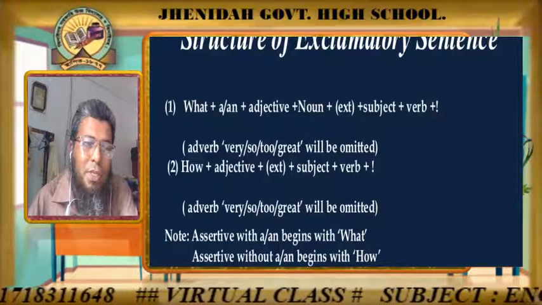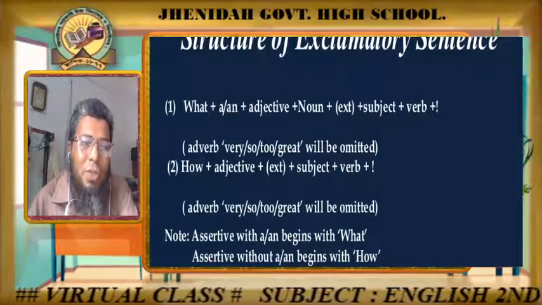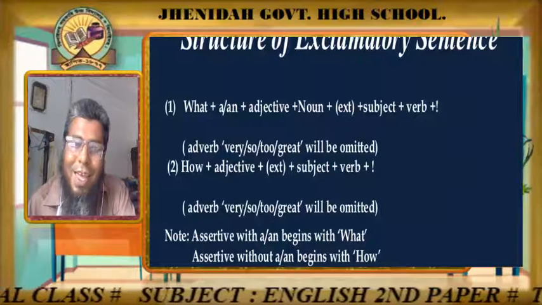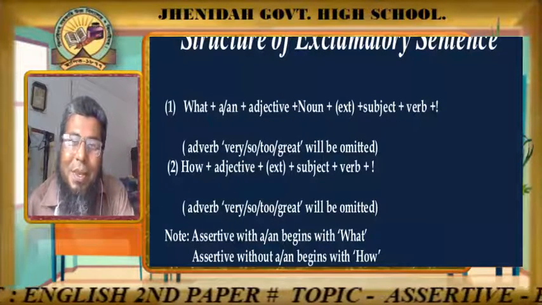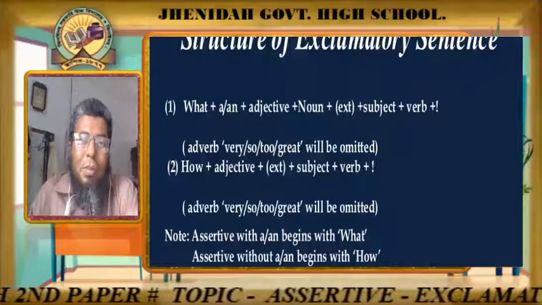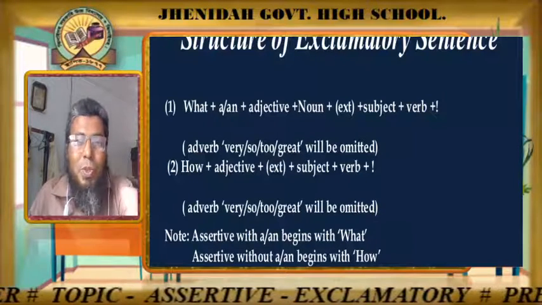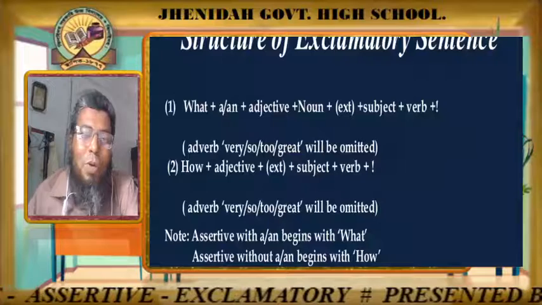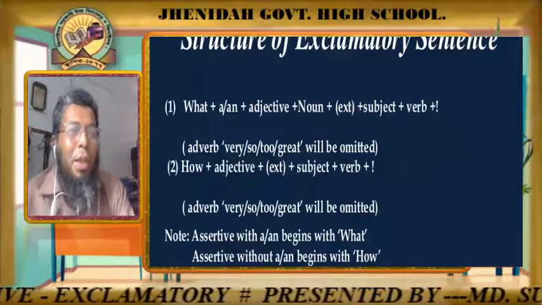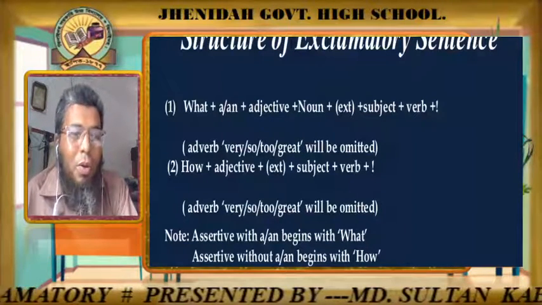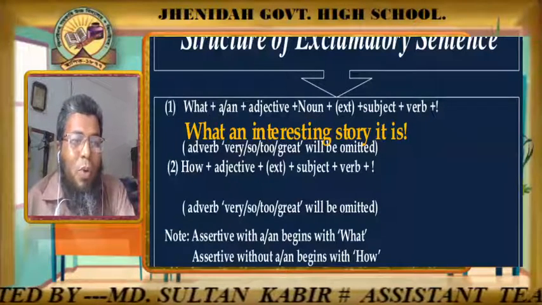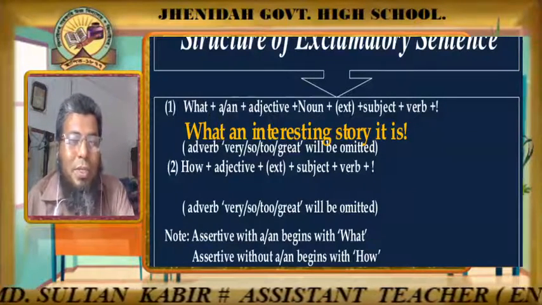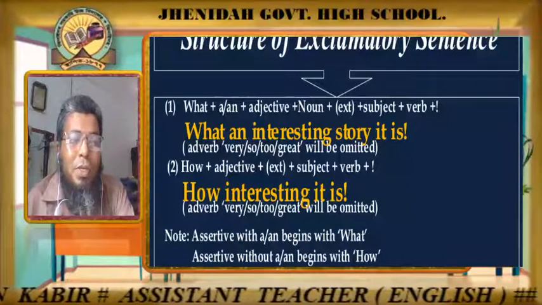Assertive sentence with a or an begins with what? Assertive sentence without a or an begins with how. So this is the key point here. আমি বলেছিলাম যে ভার্বের পরে যদি এ বা এন থাকে তাহলে অবশ্যই শুরুটা হোয়াট দিয়ে হবে, আর ভার্বের পরে যদি এ বা এন না থাকে তাহলে শুরুটা কি হবে? হাউ হবে. Okay, there is the example for what an interesting story it is and how interesting it is.